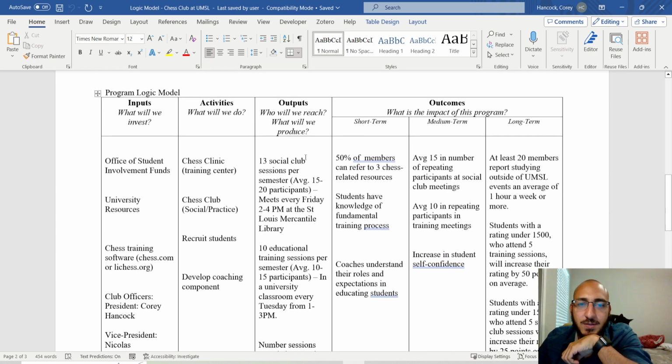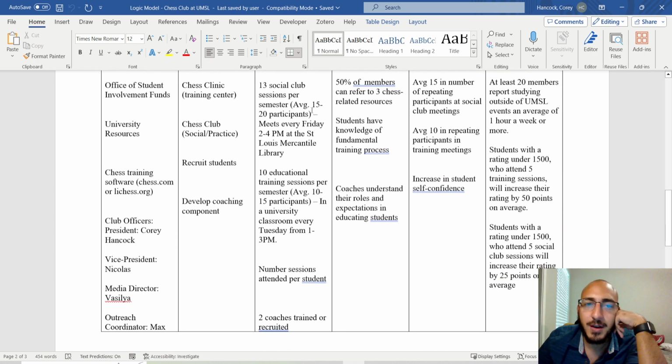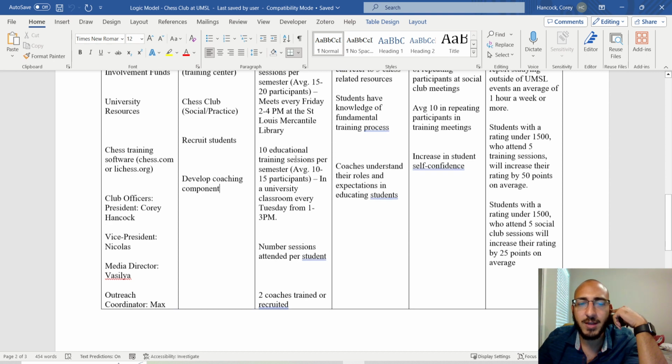Then we have our outputs. So we're hoping to have 13 social club sessions, so the weekly club meetings until the end of the semester. On average, it'll probably be 13 instead of 16 per semester, because we have weeks that we have fall breaks. I think we have two fall breaks this semester. But in general, we meet on a weekly basis for a couple hours.